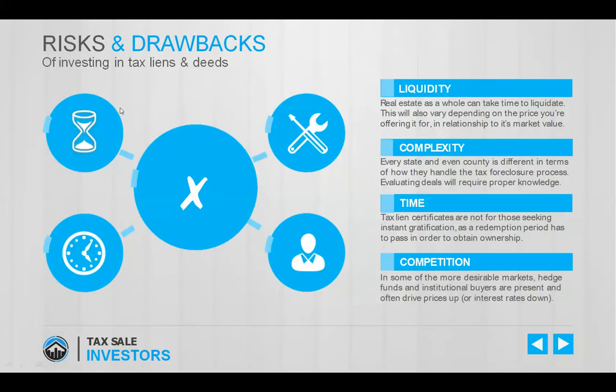Okay. I wanted to talk about risks or drawbacks of investing in tax liens and tax deeds. Real estate as a whole can take time to liquidate. This will also vary depending on the price you're offering in relationship to its market value. So remember, stay within your thresholds. My thresholds that I follow: the opening bid needs to be within 10 to 15% of the tax assessed value. If the opening bid is above that threshold, I move on to the next parcel.